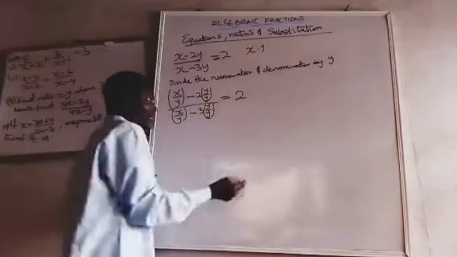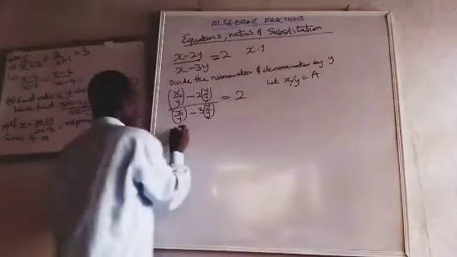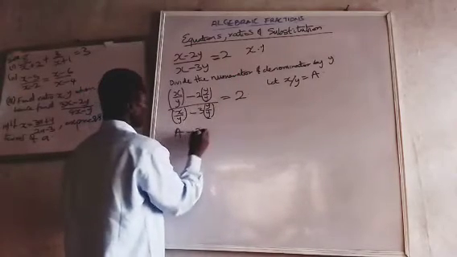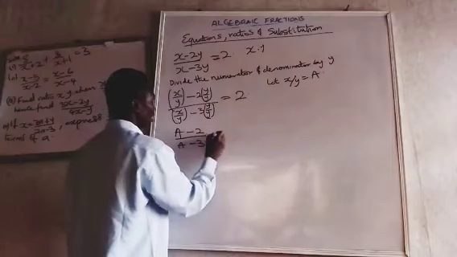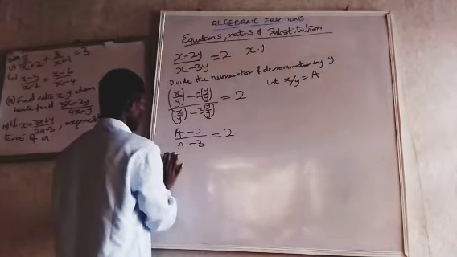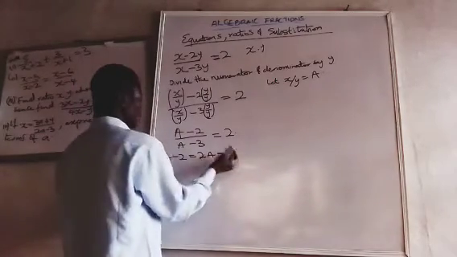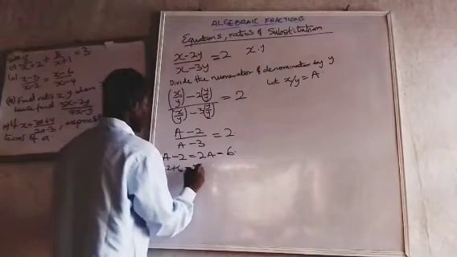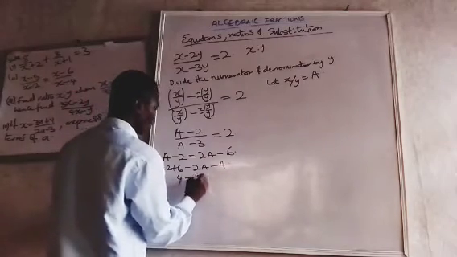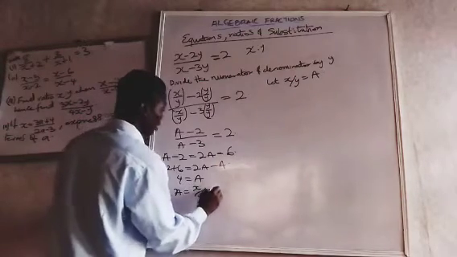Now, you can say, let X over Y equal A. So I can now say A. You might leave it like this, or you can change it like this. So, A minus 2 over A minus 3 is equal to 2. You see? So I can now say A minus 2 is equal to 2A minus 6. Let me bring A here, let me bring 6 here. So I'm going to have minus 2 plus 6 is equal to 2A minus A. So what does that give me? It means that 4 is equal to A. Therefore, A, which is X over Y, is equal to 4.